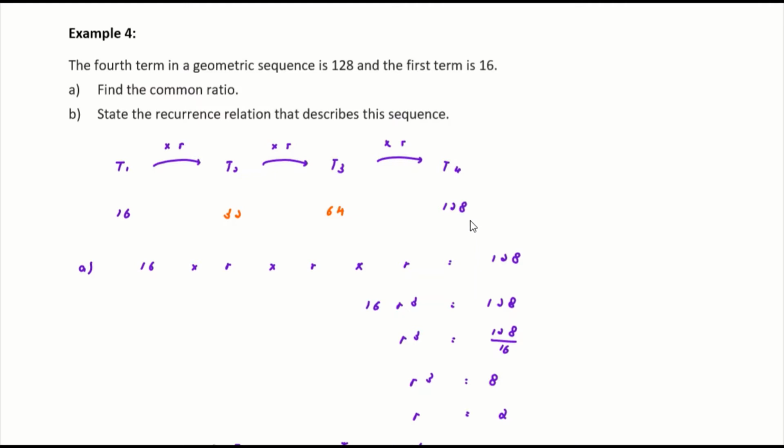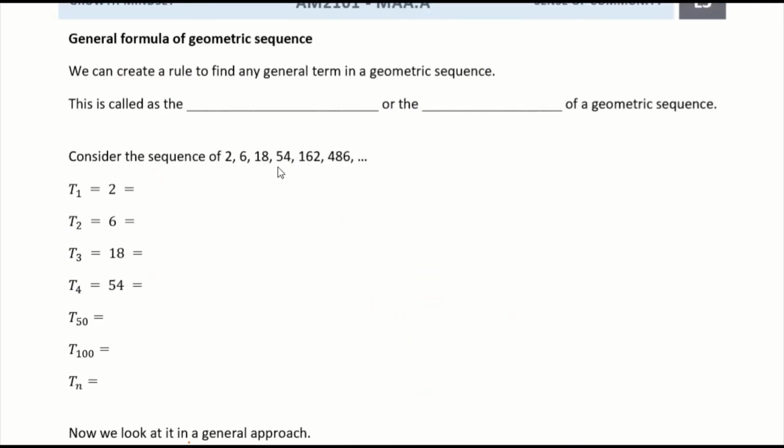Now we will try to derive the general formula for the geometric sequence as well. Similar to the arithmetic sequence, we can also create a rule to find any term in our geometric sequence. I hope you still remember, this is known as the general formula, or sometimes we say the nth term rule for the geometric sequence. They are referring to different sequences, with different recurrence relations, so the nth term rule will be a different one also.